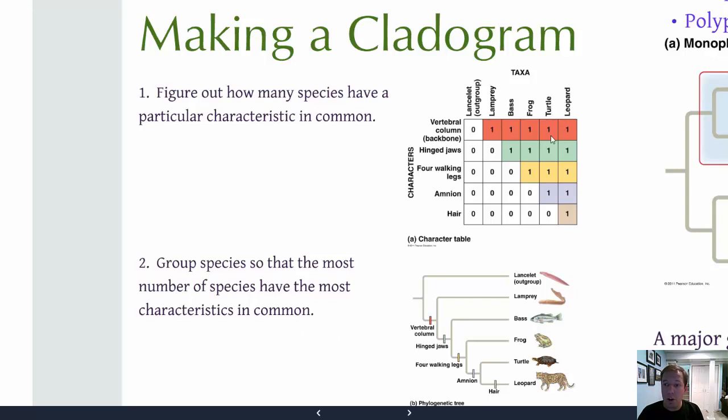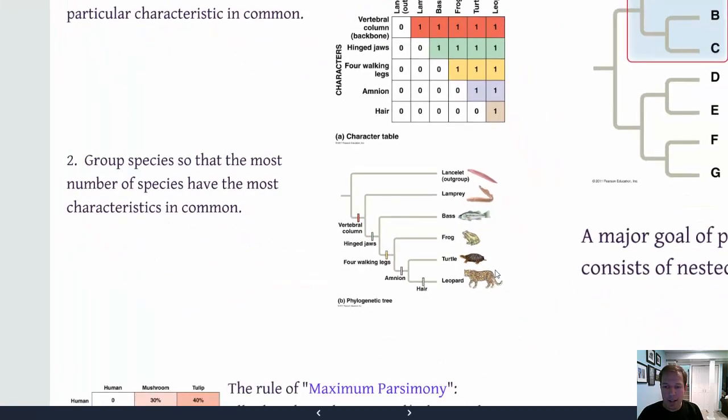So when you look, you see the turtle has 4 out of the 5 listed characteristics. The leopard has 5 out of those 5 characteristics. Because the turtle and the leopard share the most characteristics, they would appear next to each other on that cladogram.